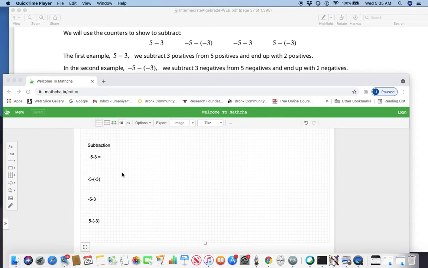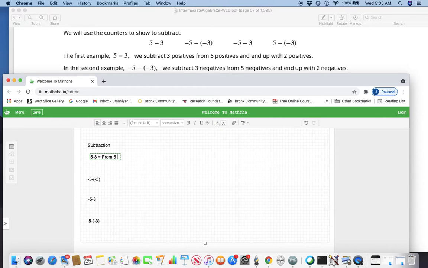Come back. Now we look at subtraction of signed numbers. What is the meaning of 5 minus 3? It means from 5, take away 3. So from 5 wholes, when you take away 3, you are left with 2.